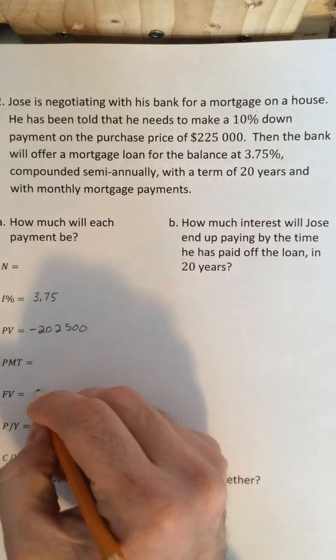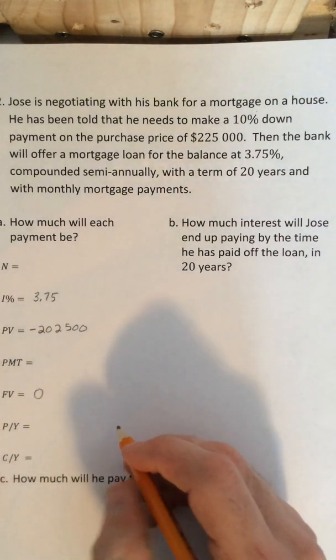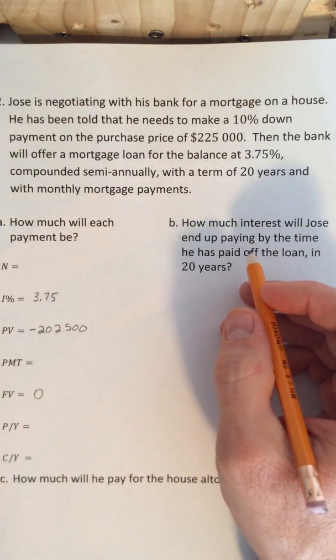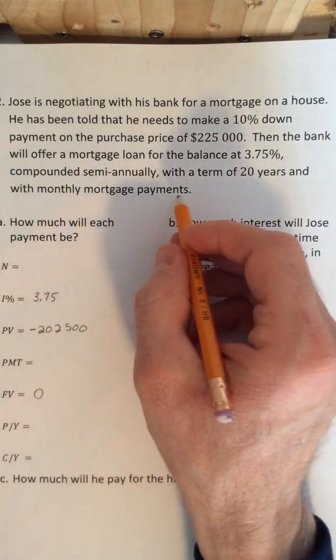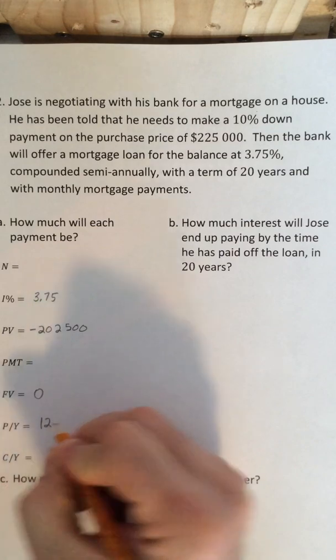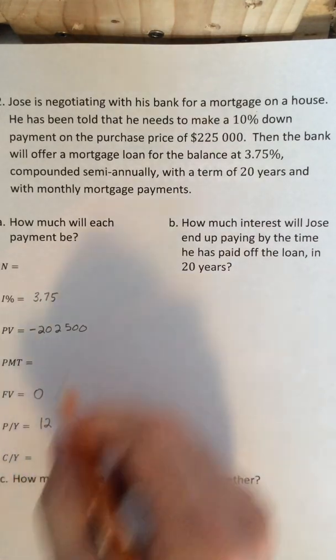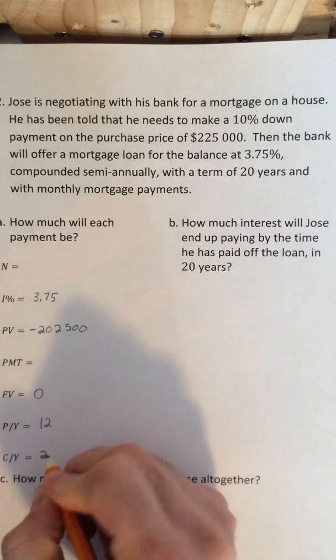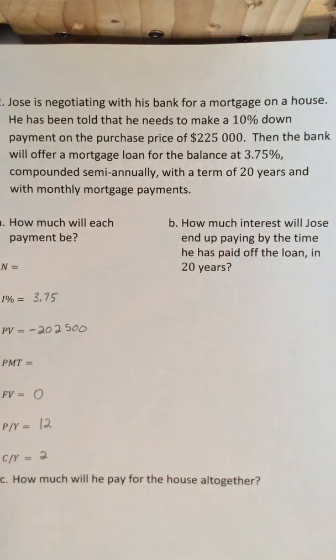His future value will be 0. The payments per year: it does say that this is going to be monthly mortgage payments, so it's 12 times a year. And the interest is compounded semi-annually, so that's twice a year. So this is the first time we've seen where these are different.